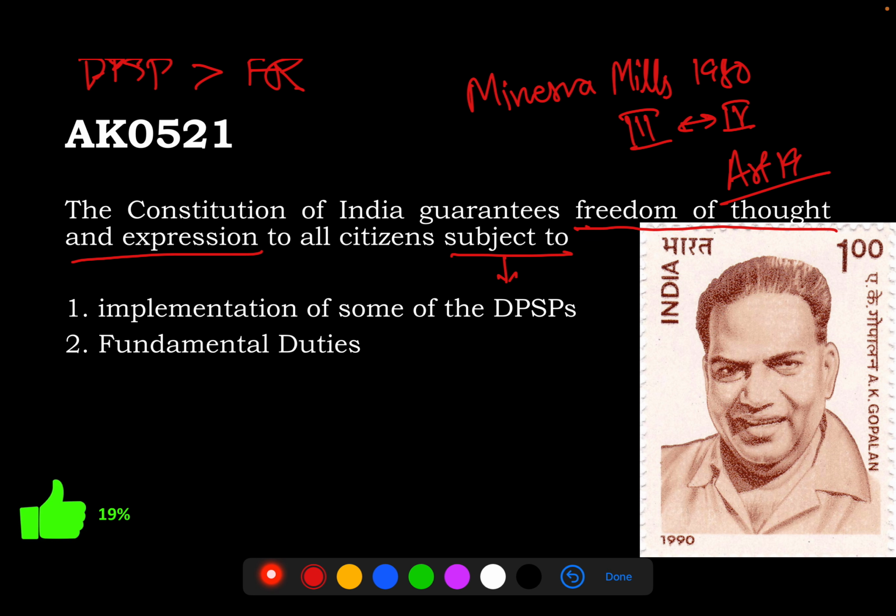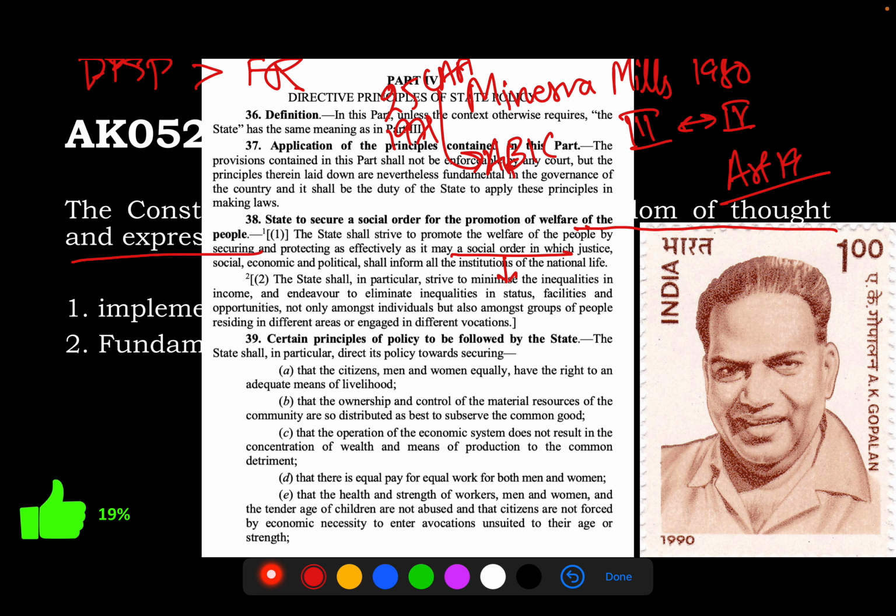More specifically, in this case, they upheld Article 31C of the Constitution, which was introduced by the 25th Amendment of the Constitution in 1971. According to that, and I'll just bring it up for you, if you see 39 clause B and 39 clause C, where it says ownership and control of the material resources of the community are distributed to subserve the common good, and the operation of the economic system does not result in the concentration of wealth and means of production to the common detriment.